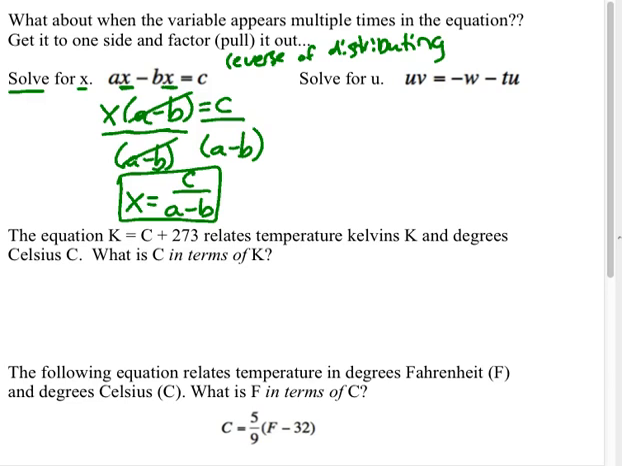All right, what about this next one, solving for u? Same thing. I see u in multiple pieces. Now this time it's across the equal sign. The only way you can factor, or reverse distribute, is if it's on the same side of the equation. So first thing I'm going to do is add tu to both sides.